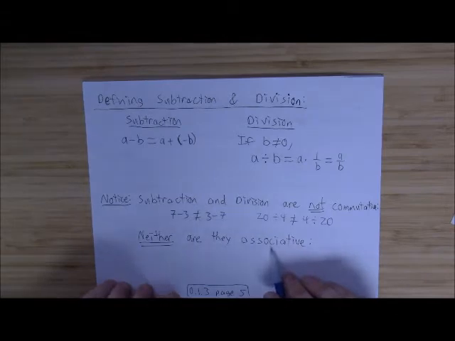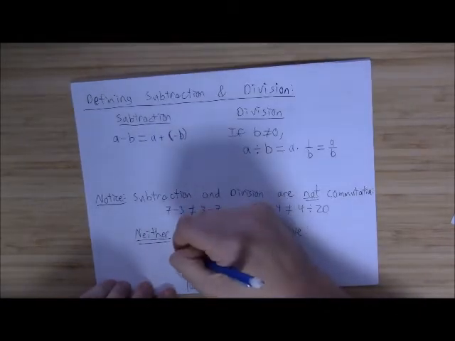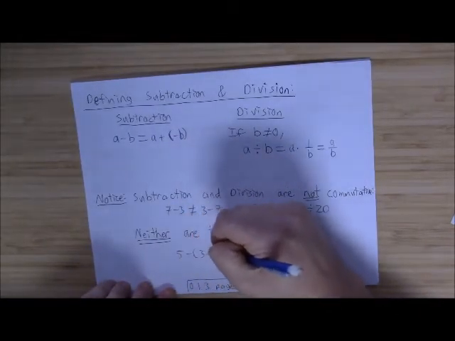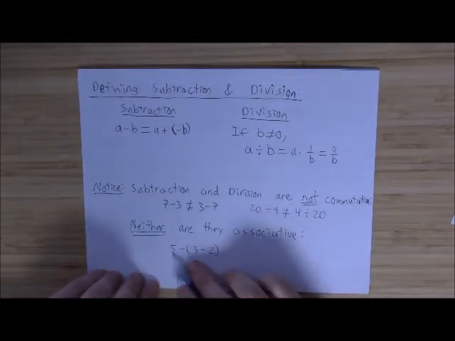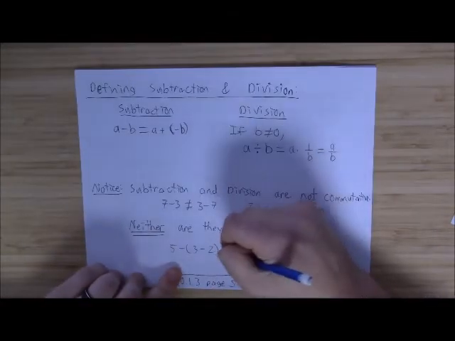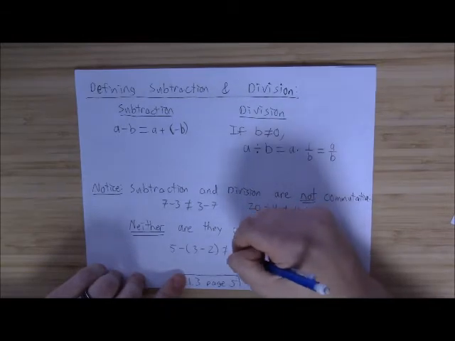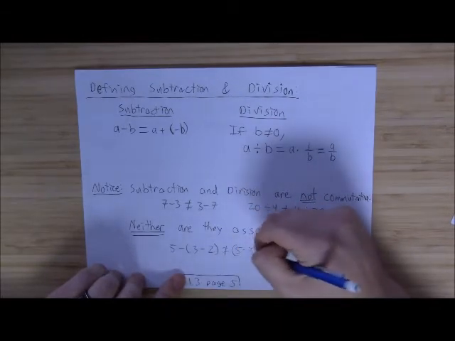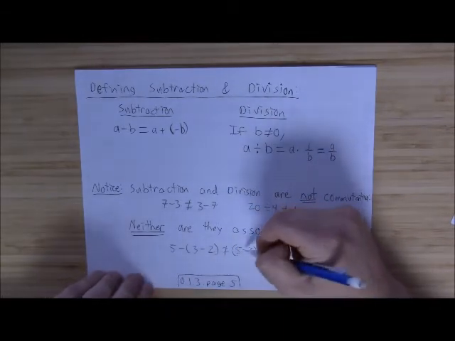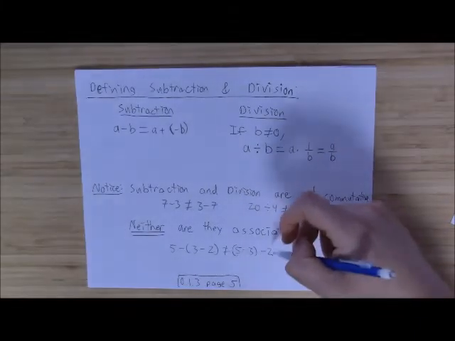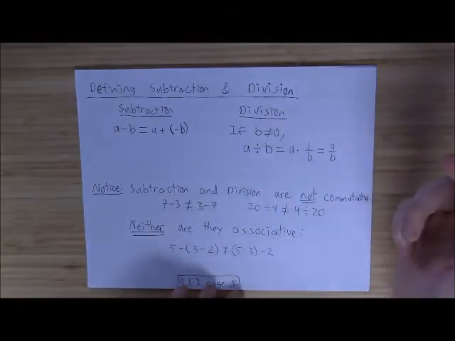They're also not associative either. Namely, if you were to do this subtraction in this order, you would have 5 minus 1, which is 4. But if you were to do the subtraction with this subtraction first, you would end up with 5 minus 3, which is 2. 2 minus 2 is 0, and 4 and 0 are not equal to each other.